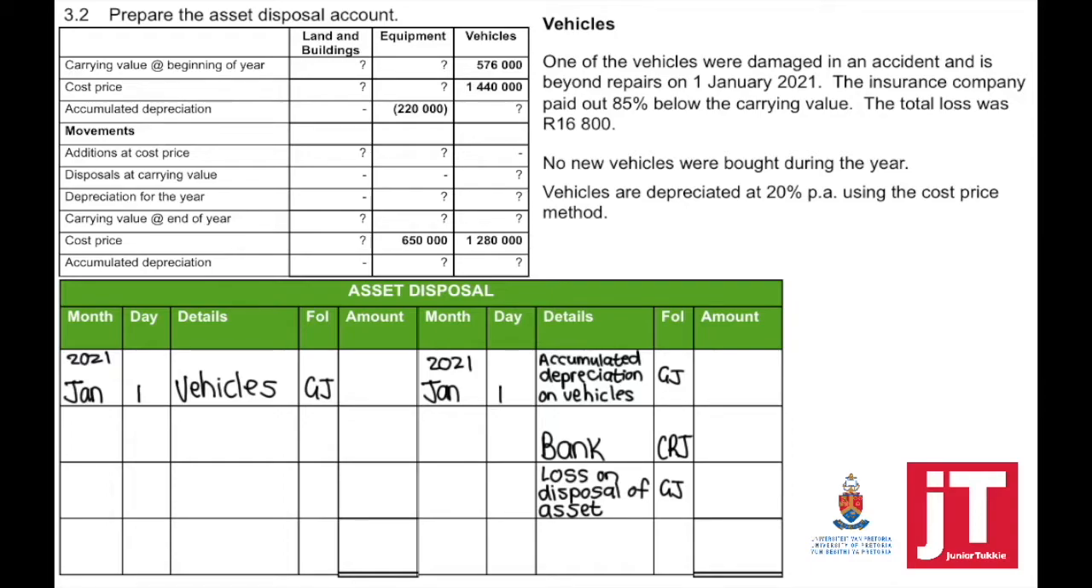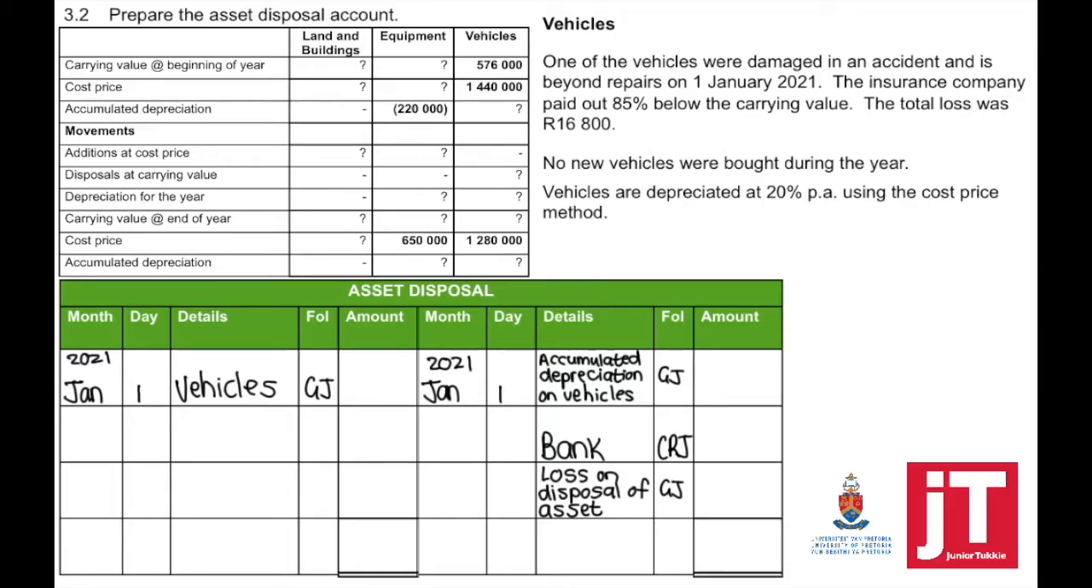The insurance company paid out an amount, so it means bank is involved. And step number 5, indicate a loss or a profit on the disposal of asset. So what am I doing now? I'm filling in the information which is given to me.